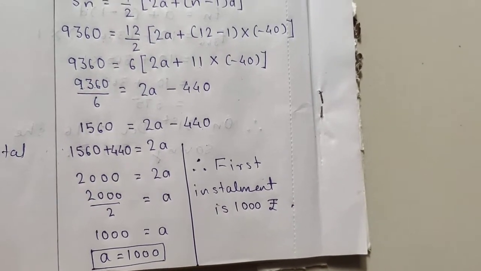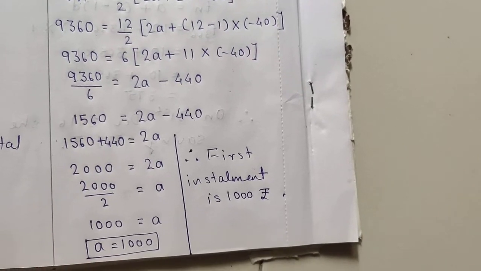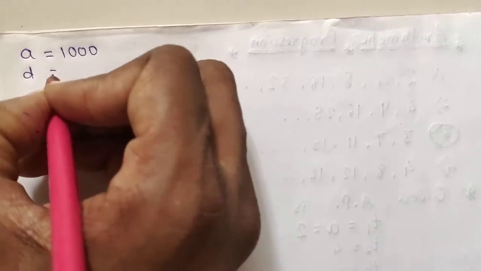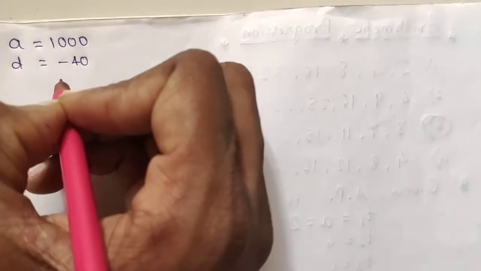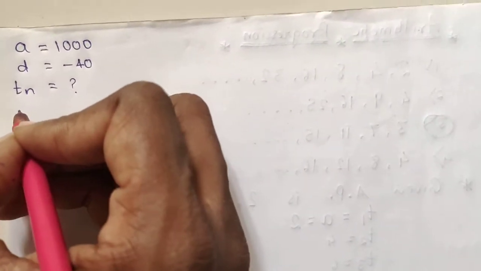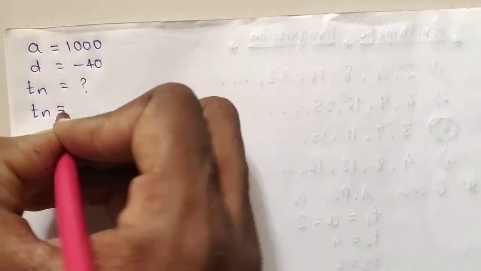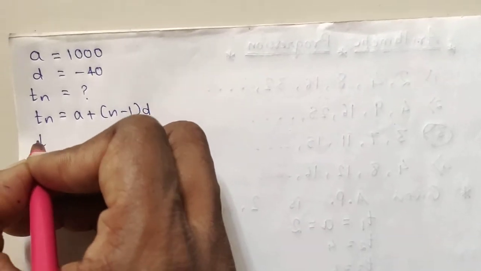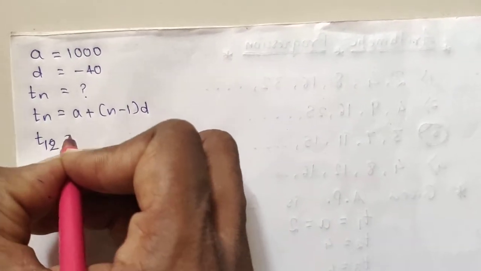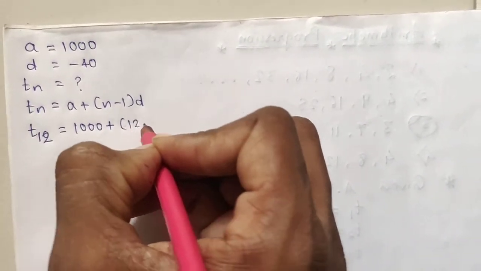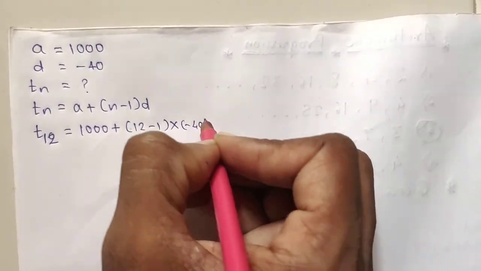Okay, now we need to find out the last installment also, so let us do that. Since we know the value of the first term is 1000, we know the D value is minus 40. We need to find out Tn, or you can say T12. So what is the formula of Tn? A plus bracket N minus 1 into D. Now we want to find out T12, that is the 12th installment. A is 1000 plus 12 minus 1 into minus 40.